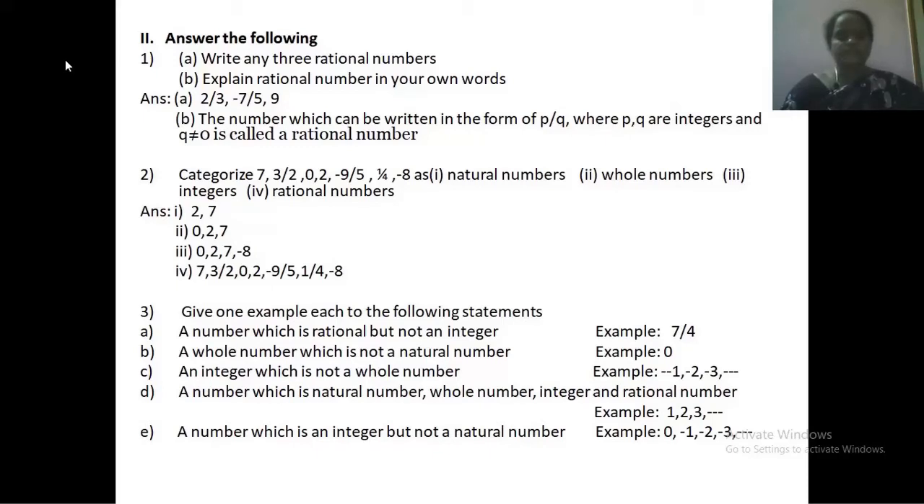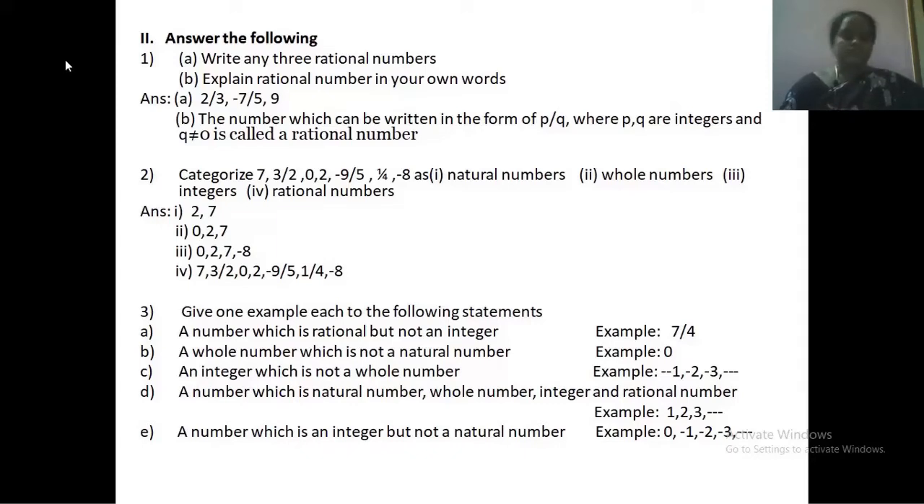Next, D, a number which is natural number, whole number, integer and rational number, those are nothing but natural numbers. Only natural numbers are in whole numbers, integers and rational numbers, so they can be called by all those names. So 1, 2, 3 and so on.